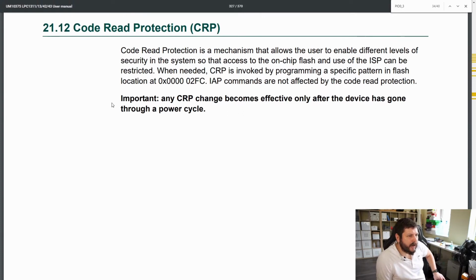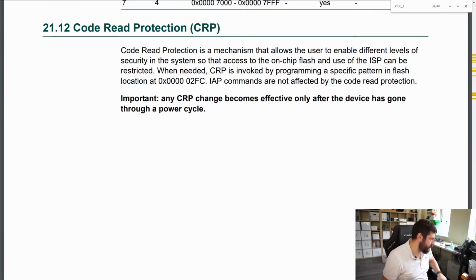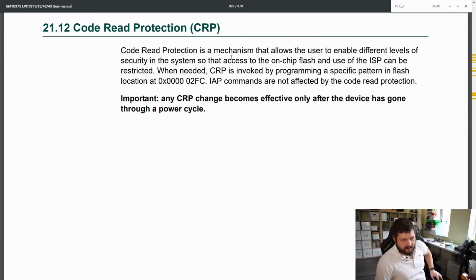And now, how does code read protection work? Let me zoom in. Let's do full screen, Dmitry, just to get the gravity of how serious this situation is. Just so you can understand how stupid this implementation is. This is a mechanism to enable different levels of security. So how does it work? When CRP is needed, you program a specific pattern in flash location 2FC. So let's take a look at these secure values that you have to program into the flash.